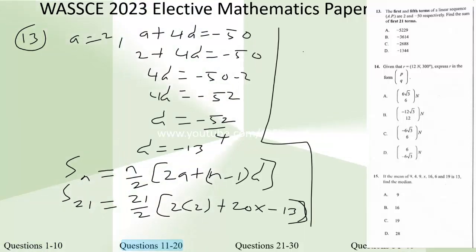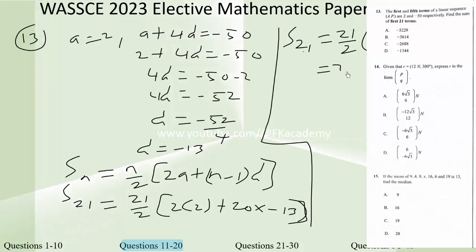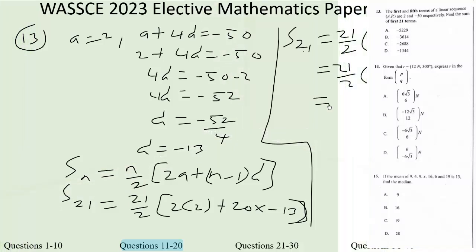So this will give us the sum of the first 21 terms to be equal to 21 over 2 times 4 minus 2 times 60, which is equal to 21 over 2 times negative 256. And this will go here, negative 128. 21 times negative 128 will give us negative 2688. So we see the correct answer to be option C.